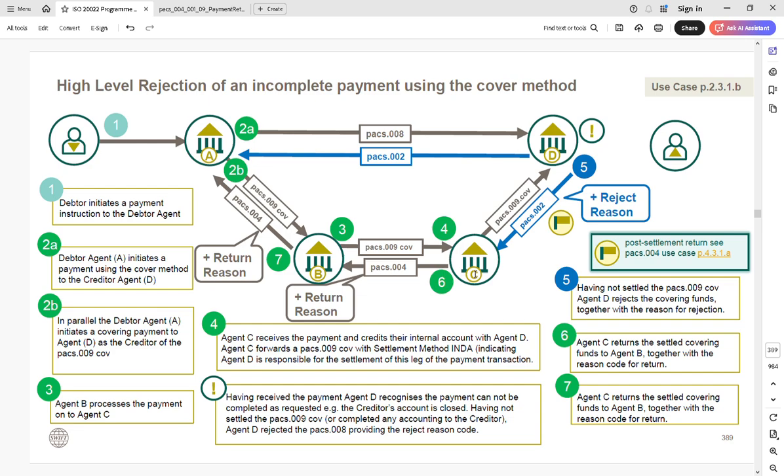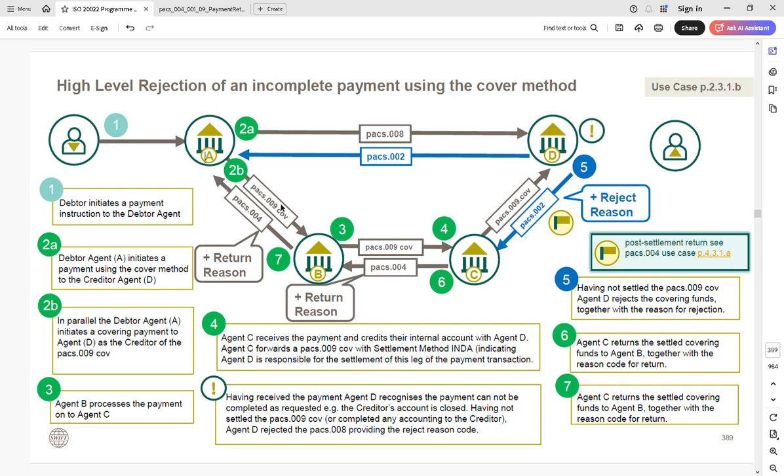And in this case, we have only one cover generated. We have one PACS.009 cover, and for that there are ideally two status messages generated, for PACS.008 and PACS.009 here. PACS.009 and PACS.008, both cases. So let's see how this works one by one.